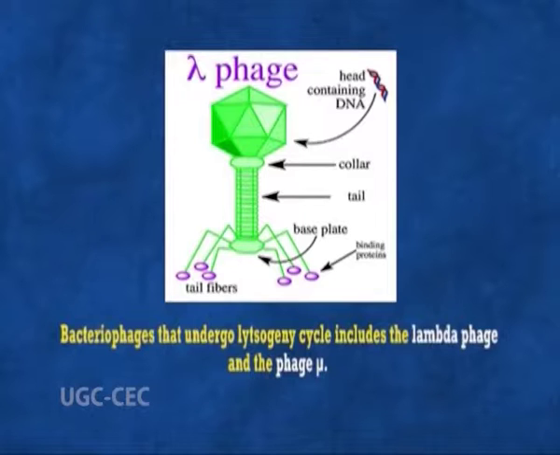Under certain conditions, each of the bacterial cells in a state of lysogeny can produce and release new progeny bacteriophage spontaneously and lyse the cell. Such a bacterial cell is said to be a lysogen or lysogenic. Bacteriophages that undergo the lysogeny cycle include the lambda phage and the phage Mu.